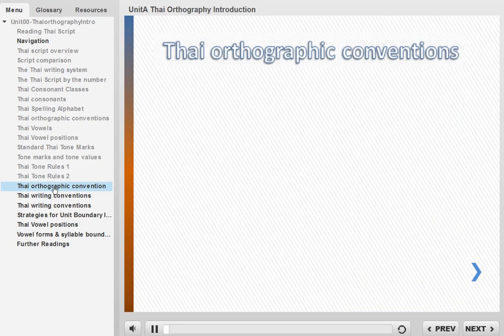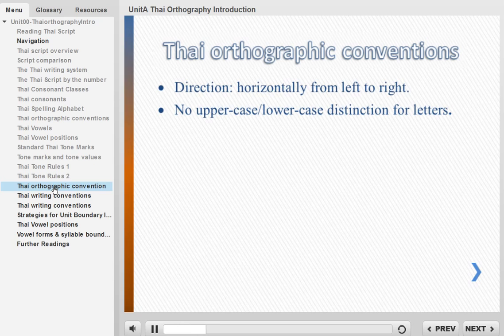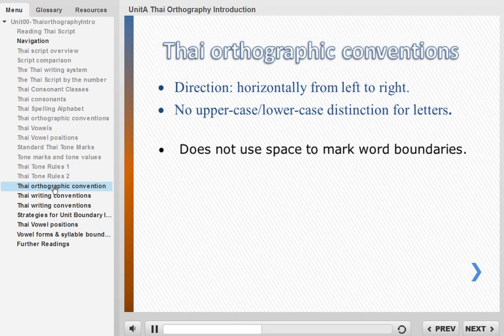We return now to the writing conventions of Thai. In addition to the points mentioned earlier, namely that the direction of writing is from left to right horizontally, and there is no upper-lower case distinction for letter forms, another notable and important writing convention and practice is the issue of space and other punctuation in Thai writing. Thai does not use space or any kind of punctuation device or symbol to mark word boundary. Therefore, a Thai text is a continuous string of letters.